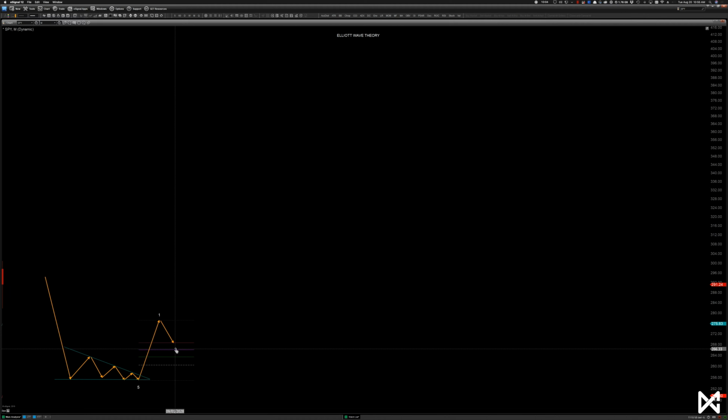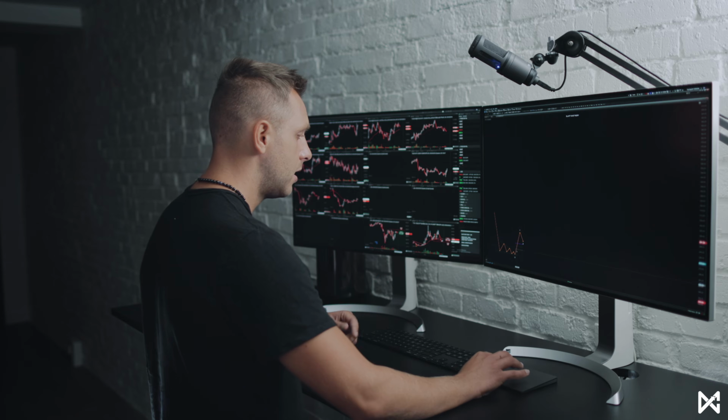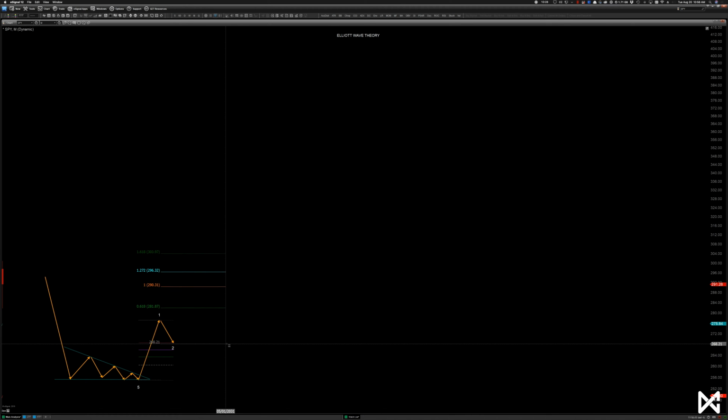So this is now wave 2. And now we need to predict where the wave 3 target will be, because now this is the beginning of a wave 3. And at that point, that's when we utilize Fibonacci extension. So Fibonacci extension, again, is utilized from the recent low to the recent high, to the pullback. And that gives us some potential targets.